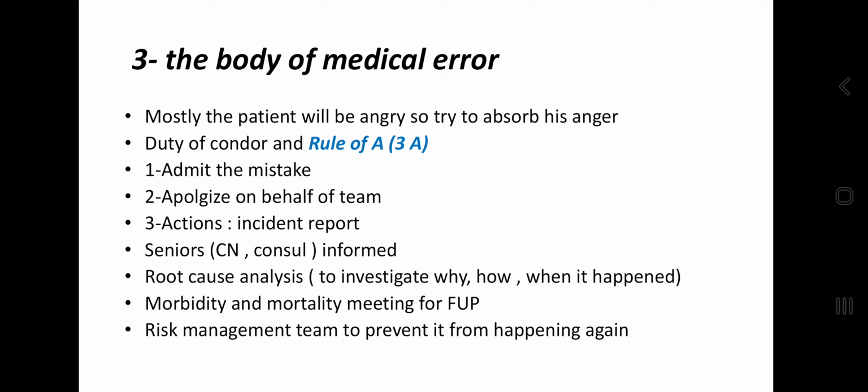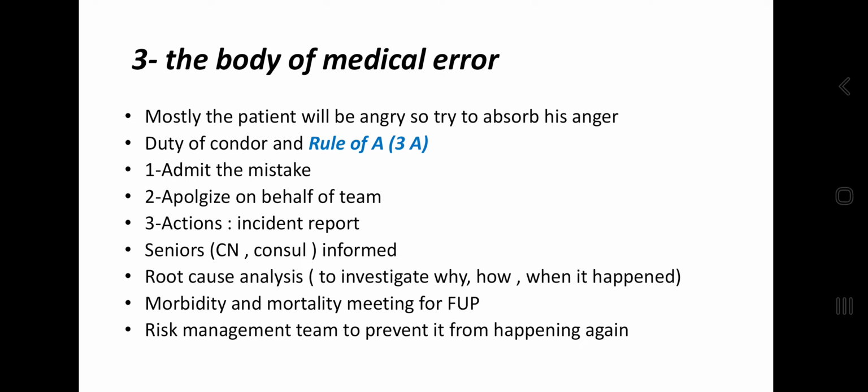Body of medical error, one of the simplest scenarios. Most of the time the patient or his relative will be angry. Try to absorb his anger. Duty of candor, honesty, transparency to the patient: explain to him exactly what happened.